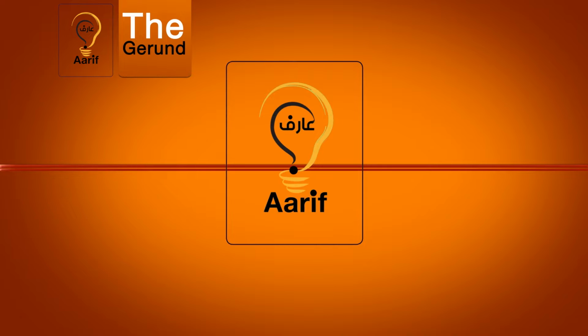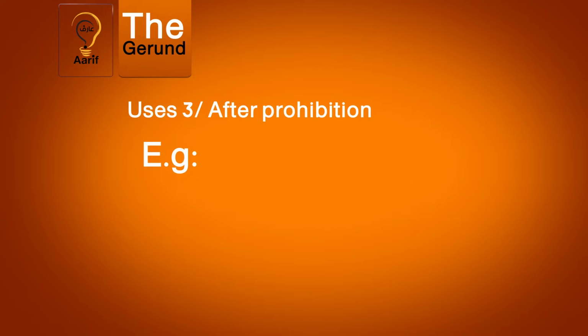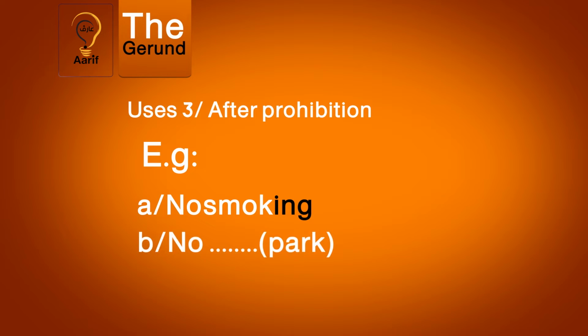Number 3, the third use of the gerund: after prohibition. In English, the mark of prohibition is no. When we have no for negative, but no at the beginning of the sentence means prohibited. No, dots, smoke between brackets becomes no smoking. No parking. No entering.